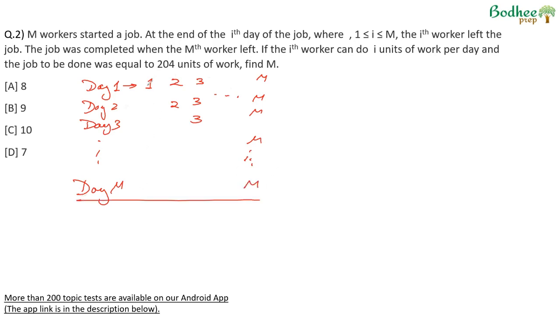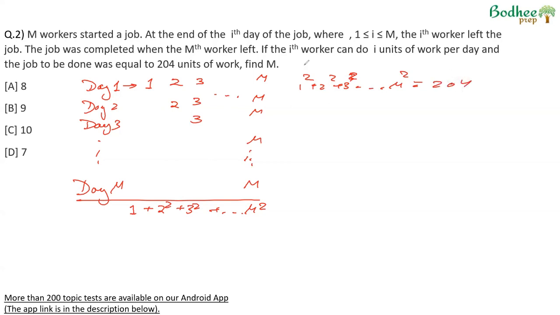What is the total work done? 1 comes once, so 1 into 1, 1 square. 2 comes twice, so 2 into 2, 2 square. 3 comes thrice, therefore 3 into 3, 3 square. m comes m times, therefore m into m, m square. And therefore, the total work will be nothing but 1 square plus 2 square plus 3 square up till m square. This is given as 204.